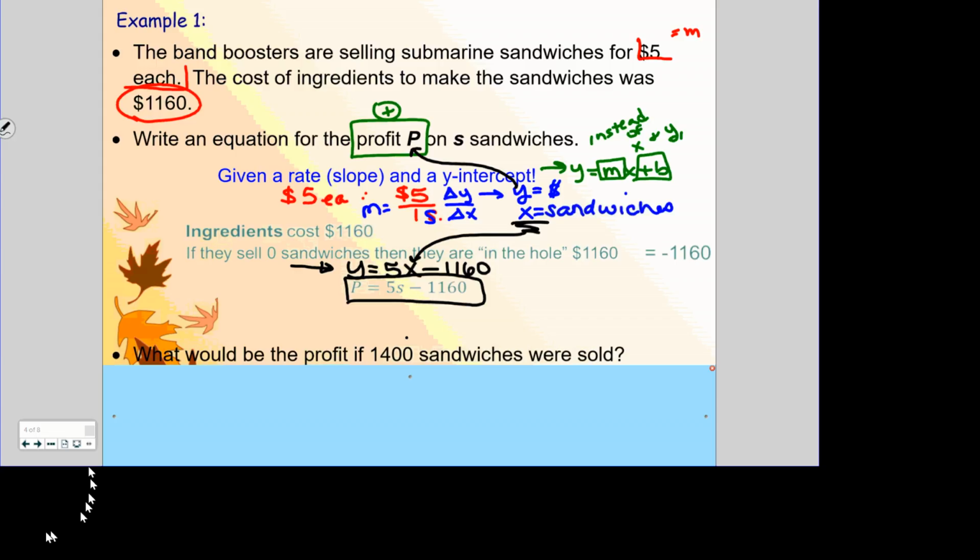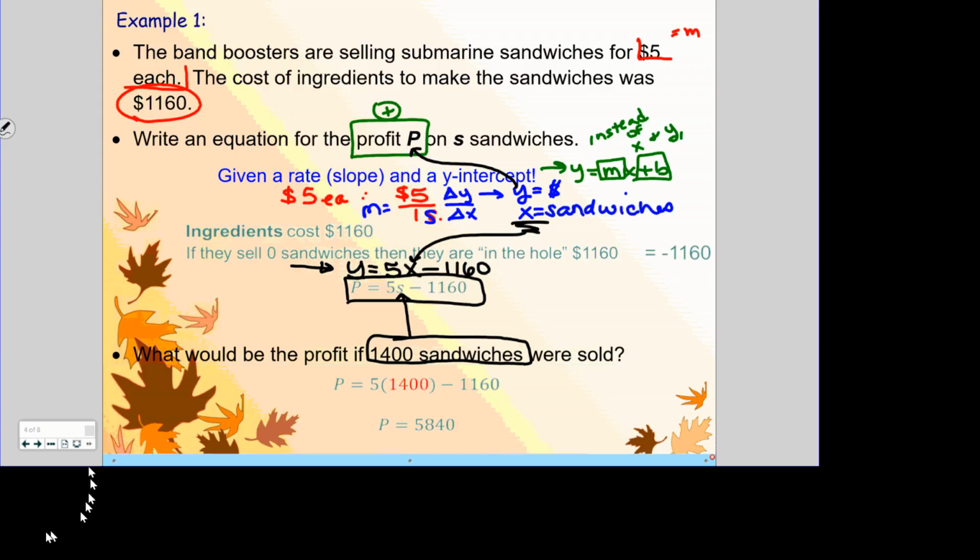So if we're selling 1,400 sandwiches, and we've properly set up our equation, we could clearly see that we would put 1,400 in for S because S stands for sandwiches, and simplify to find that it would be $5,840. Now, you certainly could argue that at some point this equation would no longer make sense because they would run out of those ingredients that they had purchased to make all the sandwiches. So for what we're doing, we're focusing on the portion of that equation. If we were to actually graph this, that would represent their profits until they were to run out, for example.